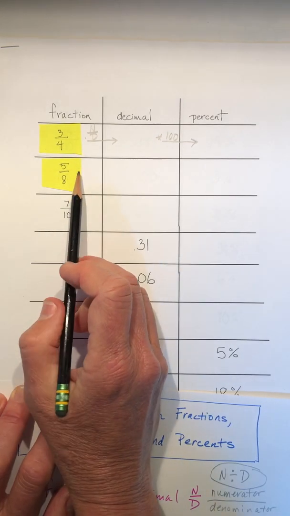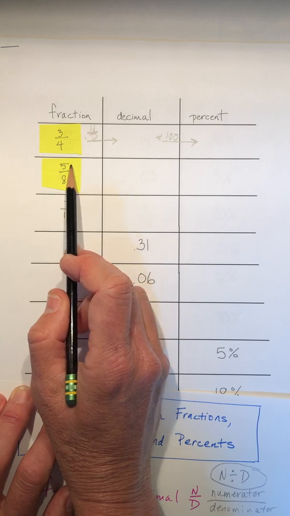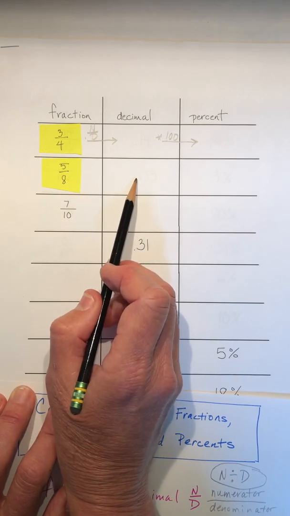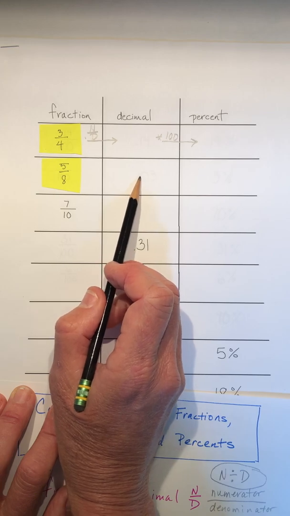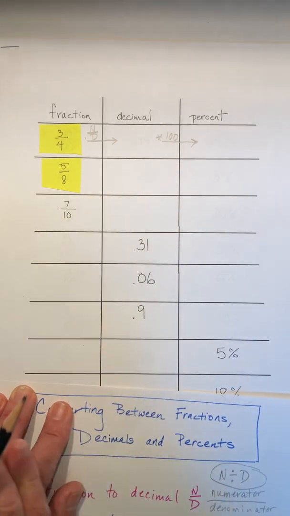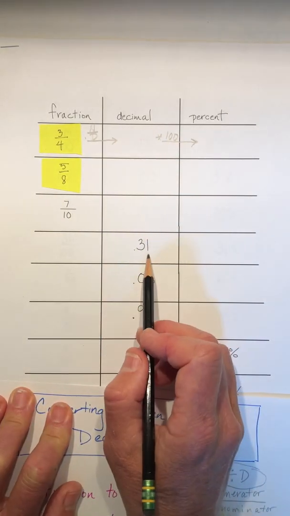So you'll do the same thing here. To turn the fraction to a decimal, I do numerator divided by denominator. So it would be 5 divided by 8, and that would give me my decimal. To change from a decimal to a percent, I'm going to multiply by 100. All right, let's look down here.